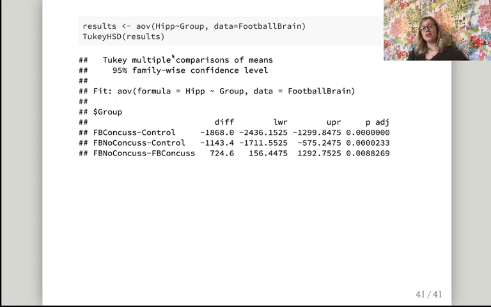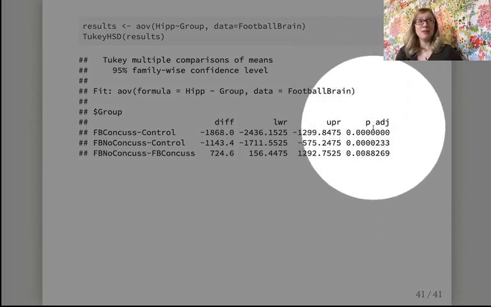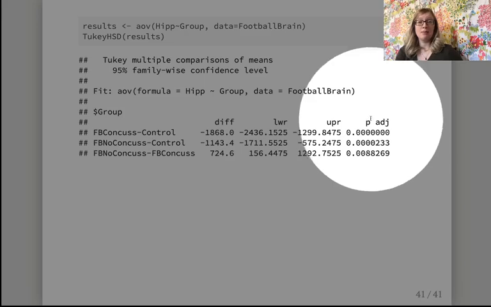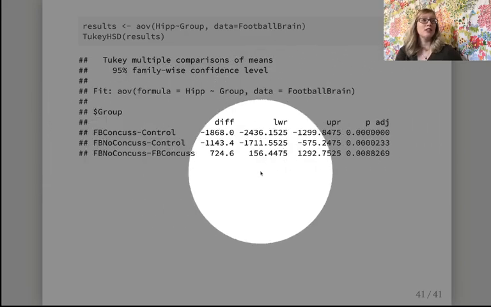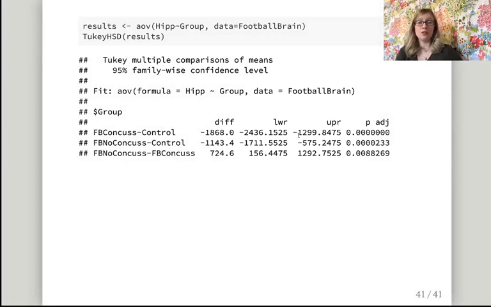Now let's try this with our football example. We know there's some big differences between the groups, so this result should look a little bit different. Specifically, if we look at each of these three pairs, we have some highly significant p-values. That tells me that there's some pretty big differences in the hippocampus volume between each of these three groups. Not only that, but we now have a confidence interval for those differences too.